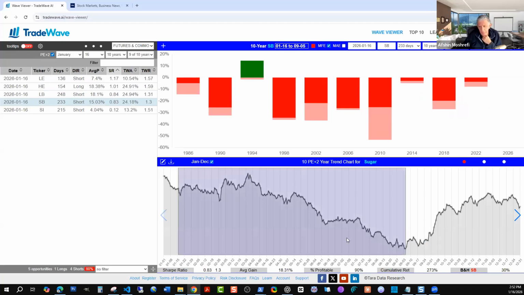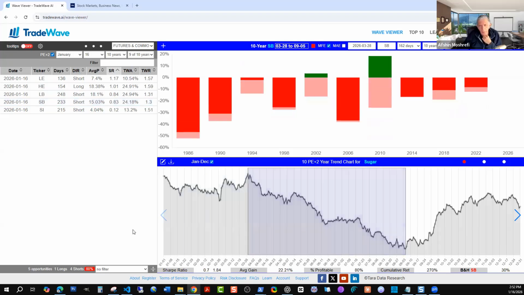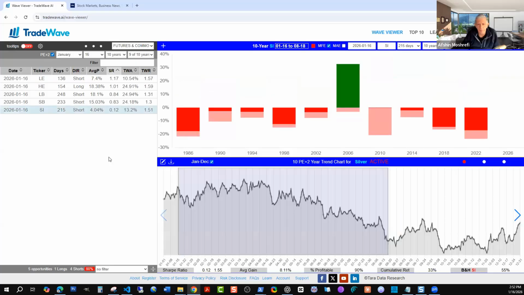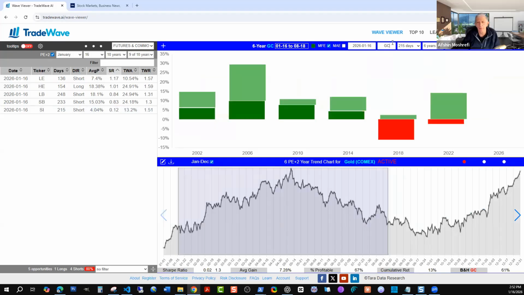Sugar. Look at the down move here. This is based on the last 10 midterm election years. Very strong down. And silver. Kind of down. Also want to look at gold. Most important of all.